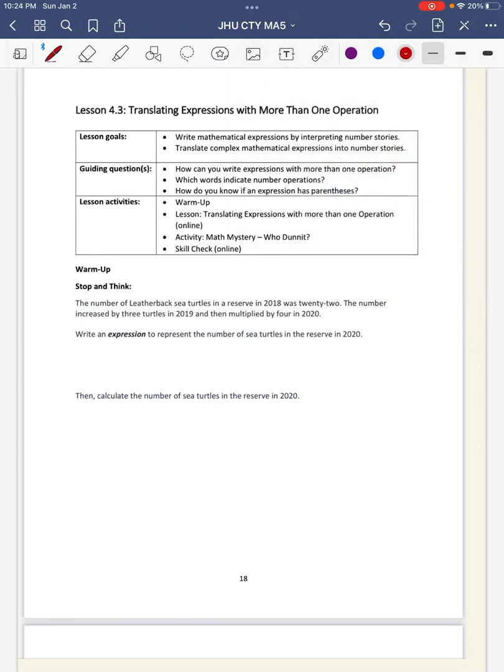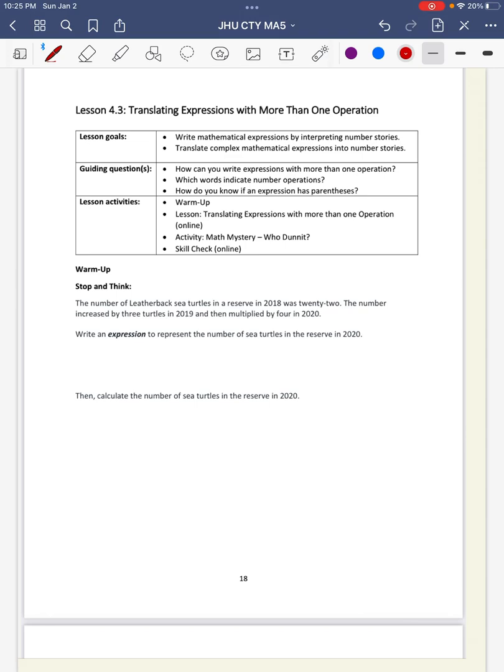Your warm-up today says the number of leatherback sea turtles, we saw these, it was like 1,323, if I remember correctly, in a reserve in 2018 was 22, and a reserve is just like a little habitat for them. The number increased by 3 turtles in 2019 and then multiplied by 4 in 2020. Write an expression to represent the number of sea turtles in the reserve in 2020. So it does not want to know how many turtles we had in 2020. We want an expression. Again, that's bolded, so kind of important.